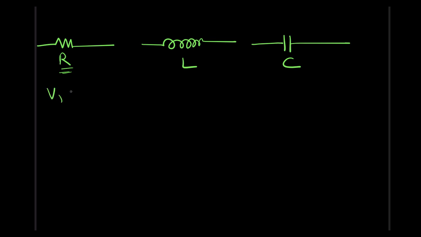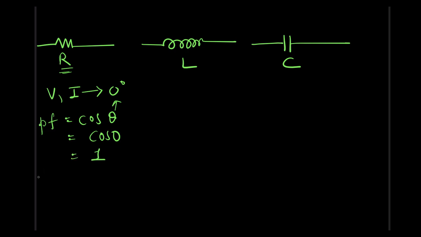One is purely resistive load, second is purely inductive load, and third is purely capacitive load. In case of purely resistive load, we know that voltage and current are in the same phase. So the phase difference between voltage and current will be 0 degree. In case of resistive load, power factor is cos theta, where theta is 0 degree. Cos 0 is 1.